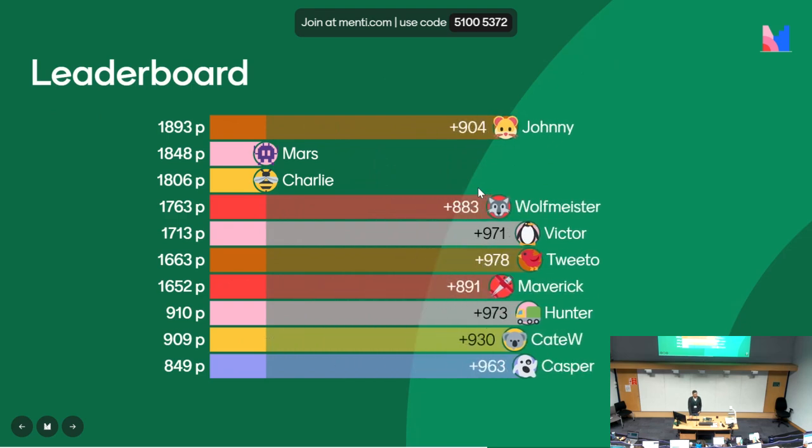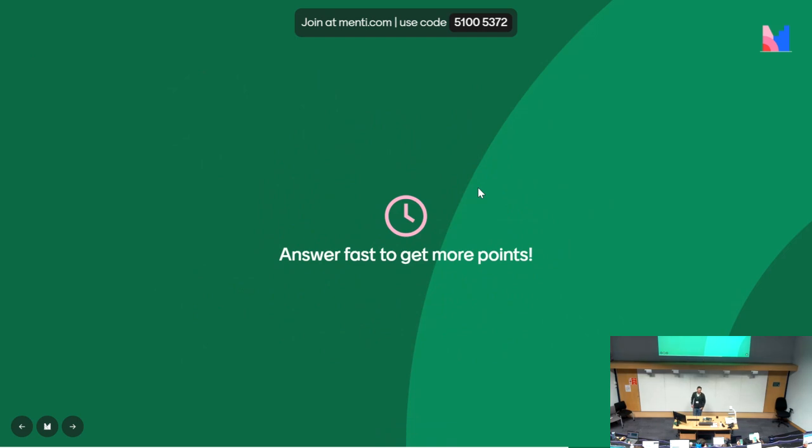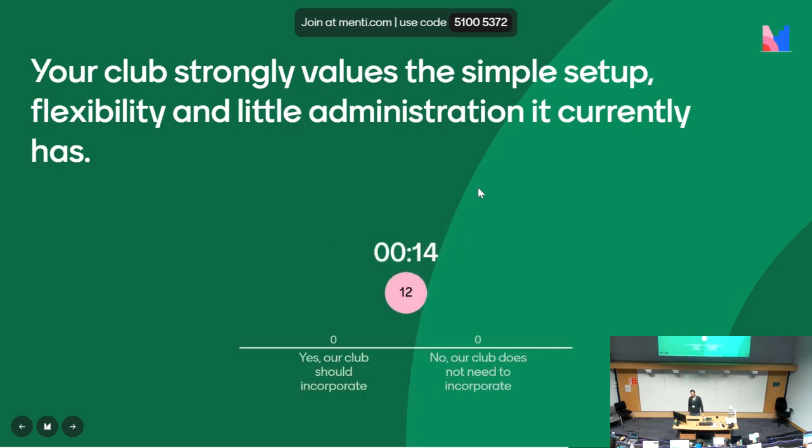Your club strongly values the simple setup, flexibility, and little administration it currently has. Would you incorporate or do you not need to incorporate? Yeah, we probably don't need to incorporate here.